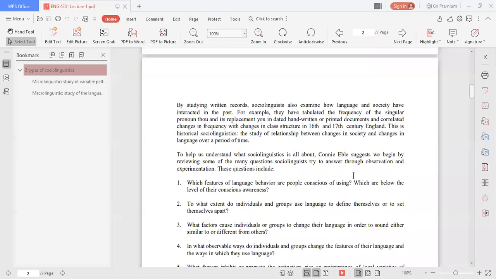This is historical sociolinguistics. We call this kind of sociolinguistics historical sociolinguistics, because it deals with history. It is the study of the relationship between changes in society and changes in language over a period of time. Do you know this kind of study? What do you call them?